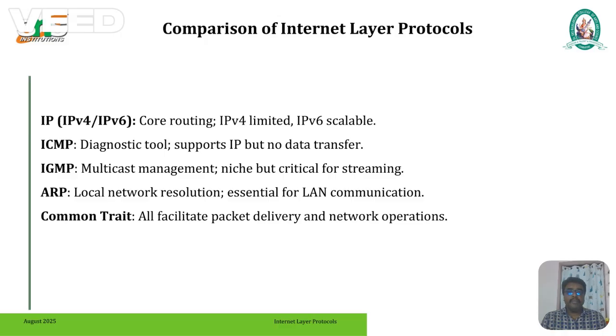Here IPv4 and IPv6 are widely used. IPv4 has a lot of limitations, whereas IPv6 accommodates a lot of addresses. ICMP acts as a diagnostic tool. IGMP acts as a multicast group management protocol. ARP makes sure that the connection is properly established. All these protocols together ensure safe packet delivery in network operations.